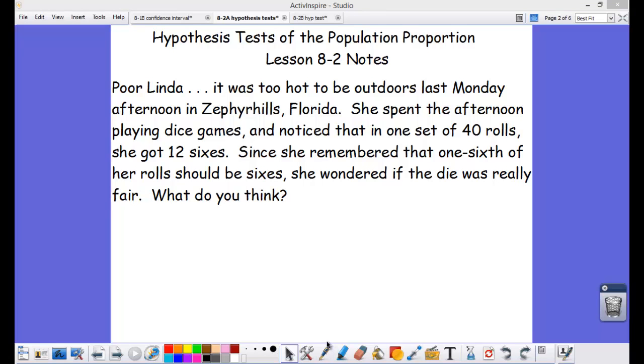Hi, and welcome to our lesson 8.2. Today we're going to be talking about looking at the population proportion, but from a differing perspective. We'll begin talking about hypothesis tests today. And to help us enter our discussion about hypothesis tests, I'd like you to think about this.